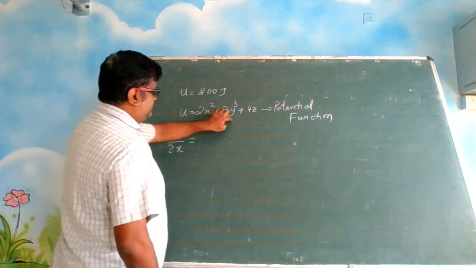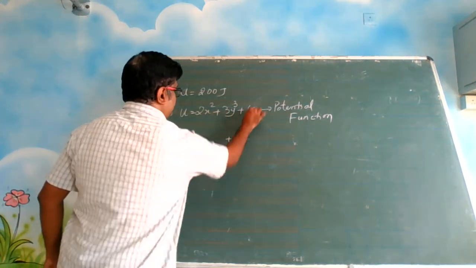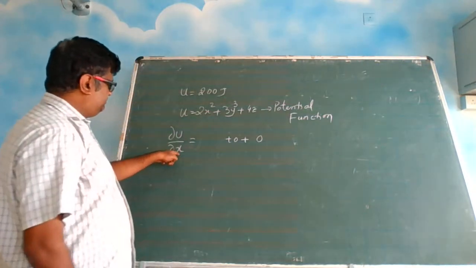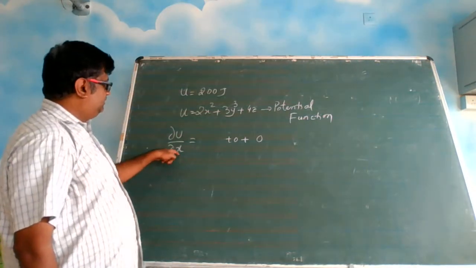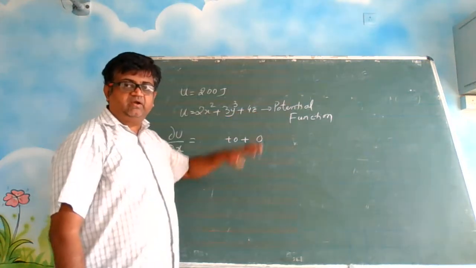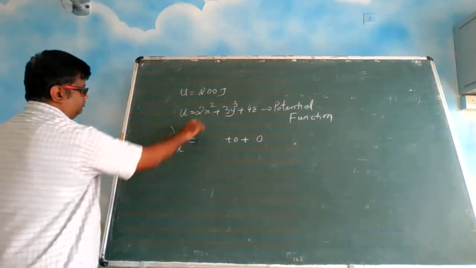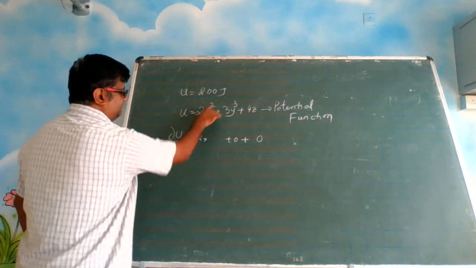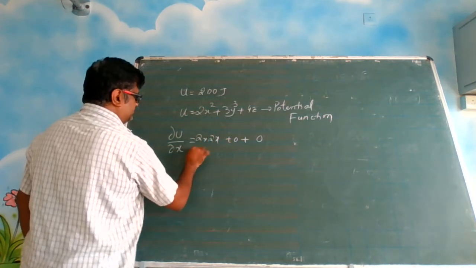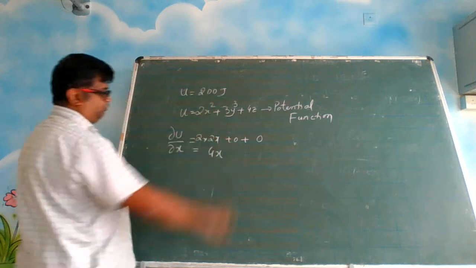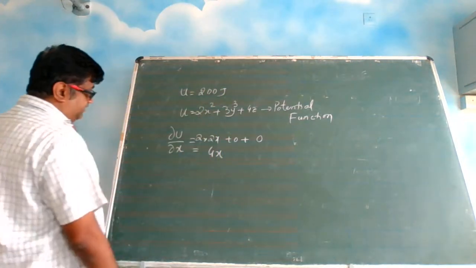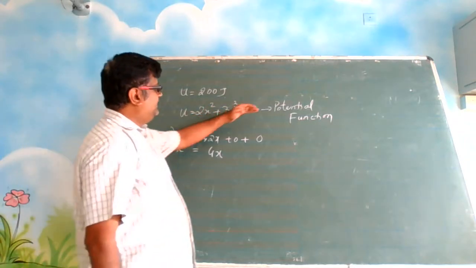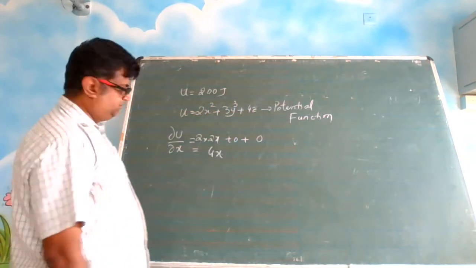Okay? This term will become 0. This term will become 0. That means if I am differentiating with respect to x, this y and z term can be treated as constant. So what will this become? 2 into 2x. Differentiation of x square is 2x. So this whole thing will become 4x. Okay. Again I am saying, when you are differentiating with respect to x, treat y and z as constant.